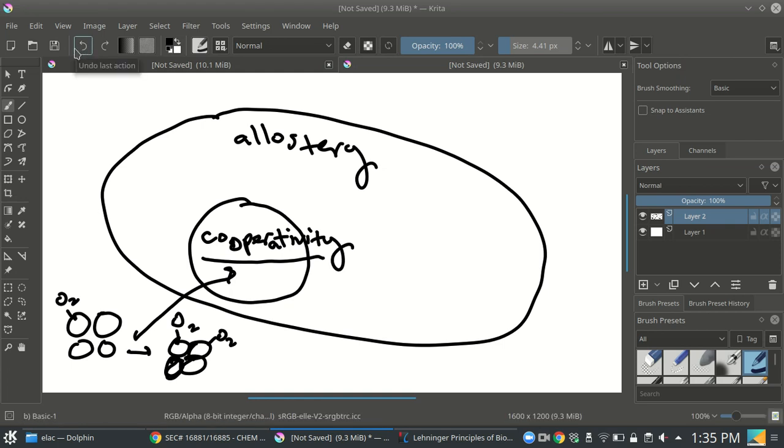But I just want you to have the difference clear in your mind. Cooperativity is not the same as allostery. Cooperativity is a subset of allostery. Not all allosteric situations are cooperative situations, but all cooperative situations are allosteric situations.